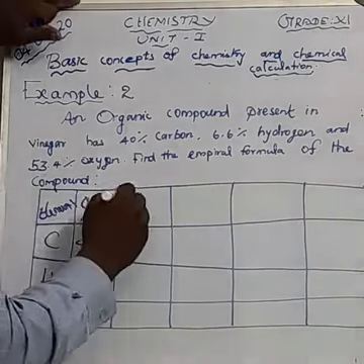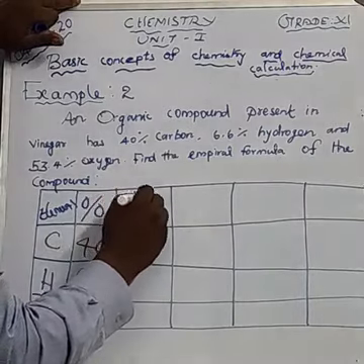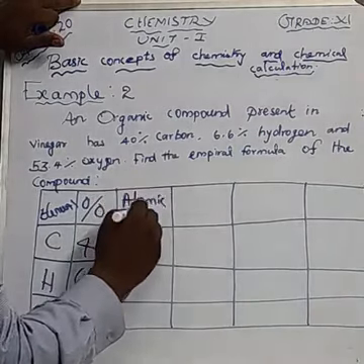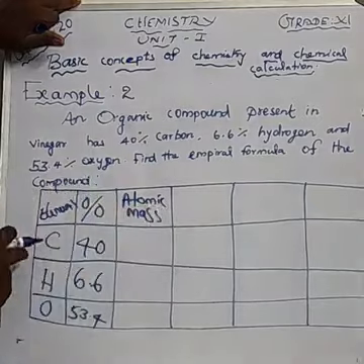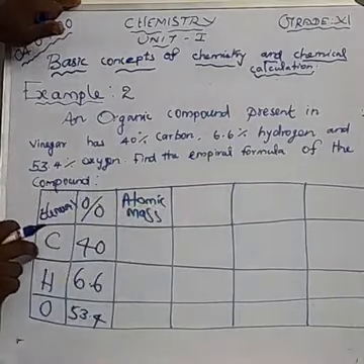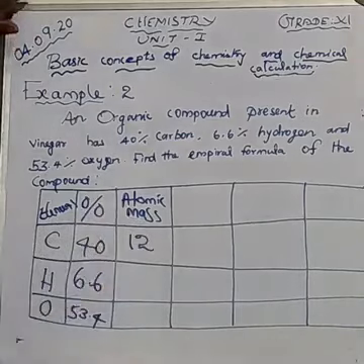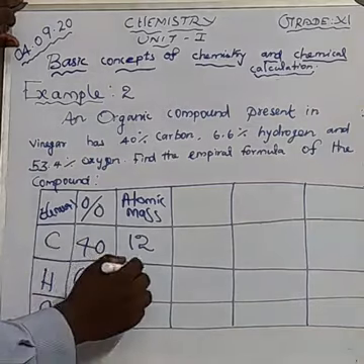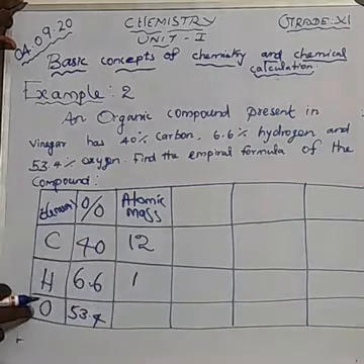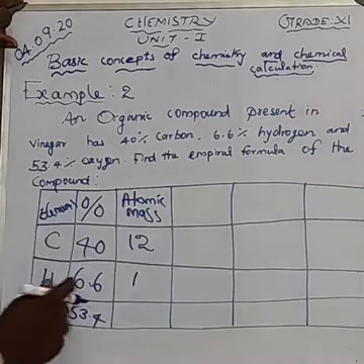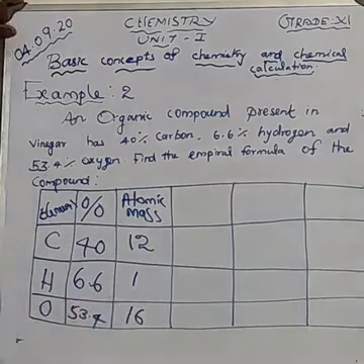Next about the atomic mass. The atomic number of carbon is 6. What is the atomic mass? 12. 12 is the atomic mass of carbon. What about the atomic mass of hydrogen? 1. Atomic mass of oxygen, 16. Clear? Have you written it?